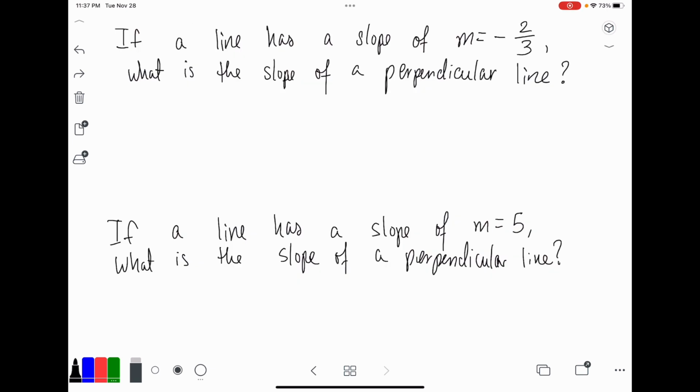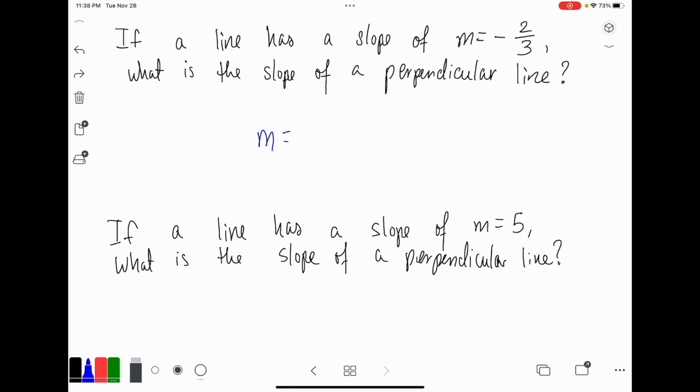So let's take a look at these two examples. If a line has a slope of -2 divided by 3, what is the slope of a perpendicular line? Well, the slope of a perpendicular line must have two characteristics, as we saw before. First of all, the sign of the slope must be opposite. So because the sign of the slope given is negative, the slope of the perpendicular line is going to be positive. Now, you don't really show the positive, so you could just write this slope without the negative sign.